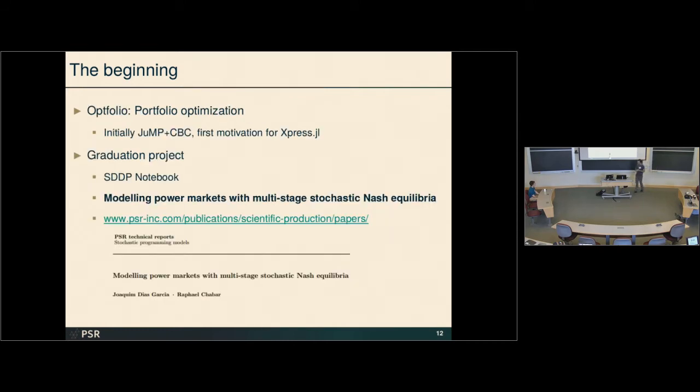So after that, the third project was something we call Optifolio. It's a portfolio optimization for power systems. It's based on optimizing decisions on trees and a lot of stochastic data. I did all of that with Jump and CBC at first, because in PSR we use Xpress and we didn't have an Xpress interface. So that was one of the first motivations for Xpress.jl. Because problems got bigger, CBC was taking like 2 hours to solve them.